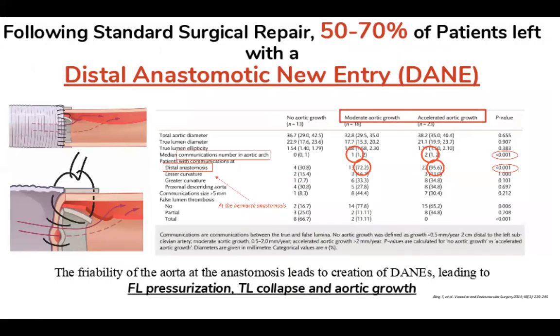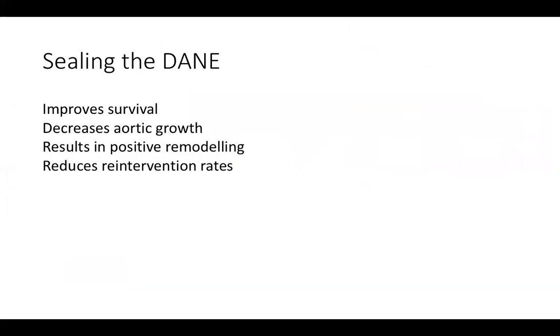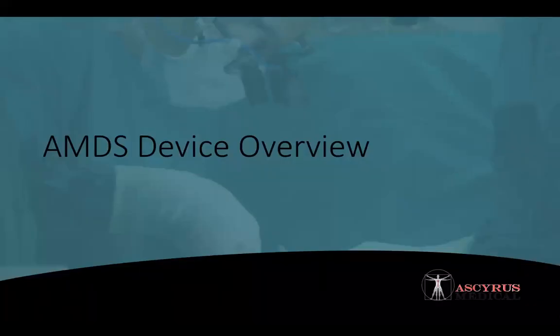And here's just another slide. Forget about the stuff on the right, but I just wanted to show you on the left how this can occur in a pictorial representation, and how you have maintenance of false lumen pressurization and flow, true lumen collapse, and subsequent aortic growth. So in summary, sealing this does improve survival, decrease aortic growth, results in positive remodeling, and reduces reintervention rates. So what's the fix for this?